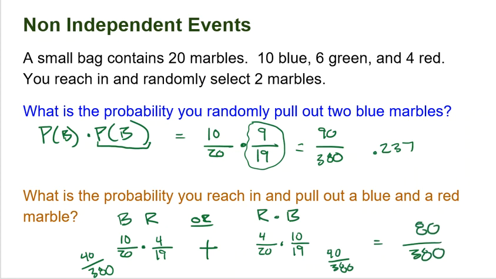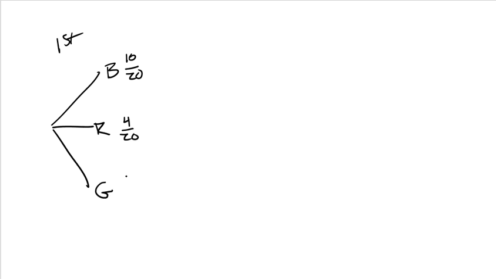It's really that simple. Now, one more way you could do this problem. Some kids like this. I hope what I just explained made sense, but some kids like to do what's called a tree diagram. So they say, okay, what could happen with that first selection? The first marble could be blue, 10 out of 20. The first marble could be red, 4 out of 20. Or the first marble could be green, 6 out of 20. Then we say, well, what could happen with that second marble? Well, the second marble could be blue, second marble could be red, second marble could be green.